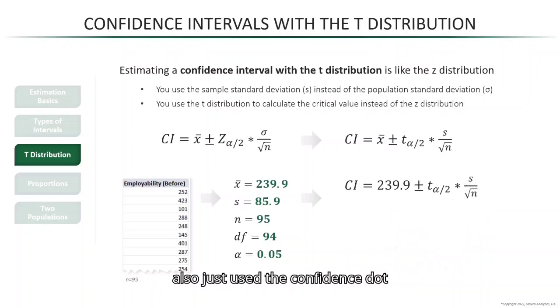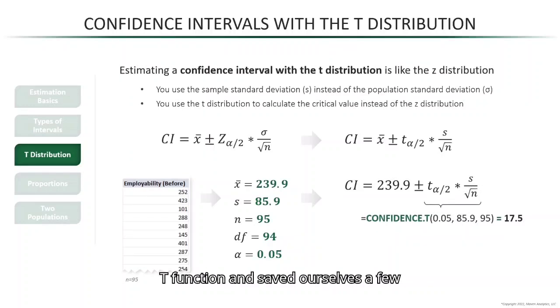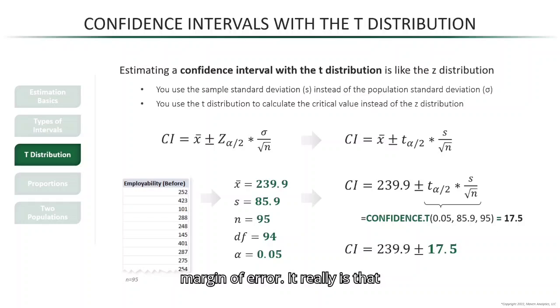And we could have also just used the CONFIDENCE.T function and saved ourselves a few steps here. We just specify alpha, the standard deviation of the sample, and the sample size, and voila, we get our margin of error. It really is that simple once you understand when to apply each formula and what everything means. So let's jump over to Excel and calculate one of these ourselves.